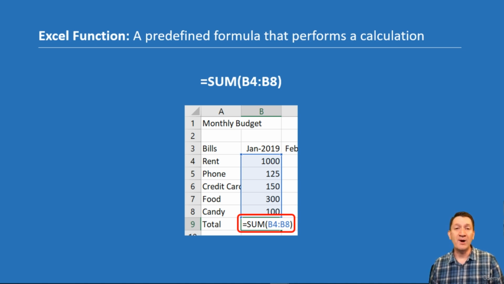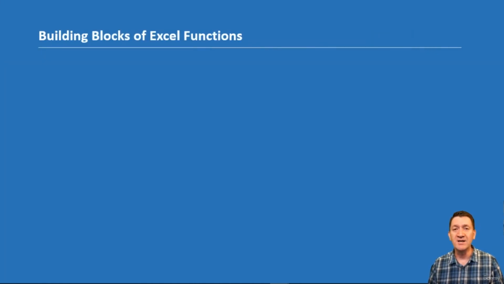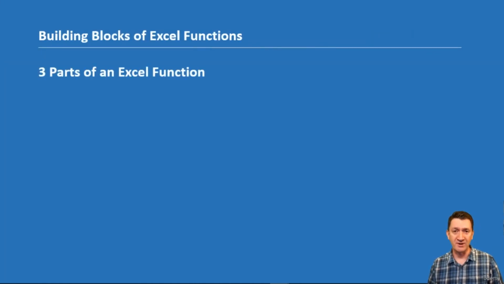Now, I want to break down functions in general. There are really three different pieces that we use as we build out an Excel function. We just saw a quick preview of the sum function, but let's now break it down into its three different pieces. The first thing, and we've actually already seen this: every calculation, from the simplest calculation to the most complex, huge function, they all start with the same thing. From the most basic to the most complex, they all start with the equal sign.